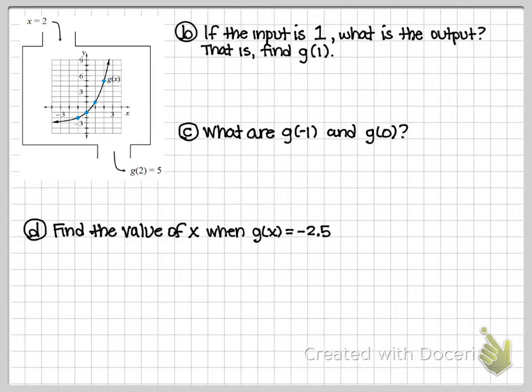So I still have, remember when I dumped in a 2, I got out 5. So a little bit of practice with the notation. So now let's take a look at question B. So the input is 1. All right, input is 1. That means that my x value at some point is going to be 1. So that's saying that x equals 1. Then I want to figure out what is the output. So my job is to figure out what y equals. So what does y equal?